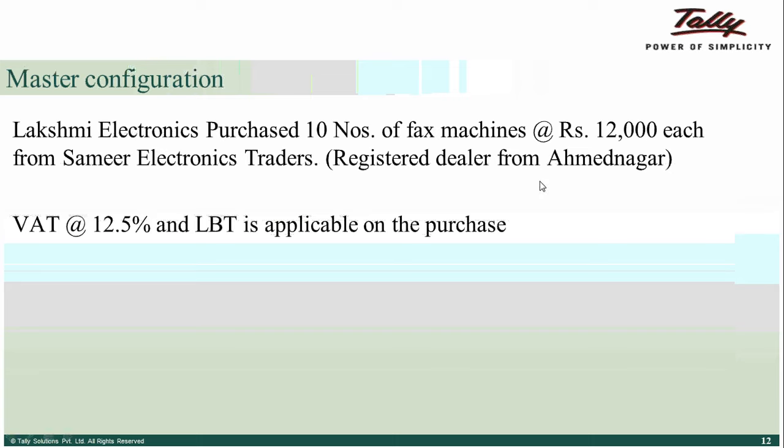So now we will see what masters are required for this particular transaction. As Lakshmi Electronics is purchasing, we have already created a company. They are making a purchase of fax machines, so here our item master will be fax machine, and the party from whom we are purchasing is Samir Electronic Traders.